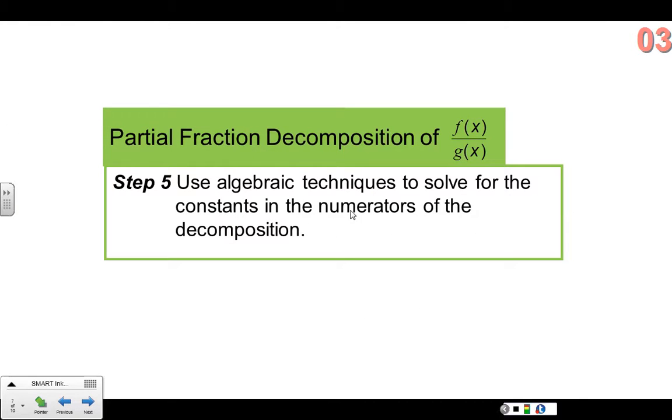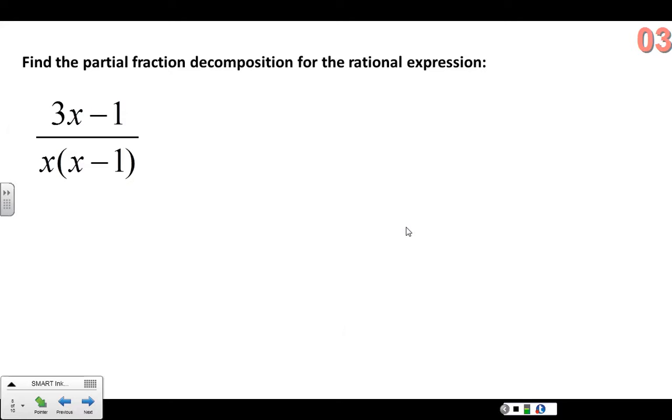Use algebraic techniques to solve for the constants in the numerators of the decomposition. And I'm going to show you how to do that. We're going to start off with a really easy one. The denominator is already even factored for us, so we don't have to really do any hard work on this one. If you were to multiply everything out on the bottom, x squared minus x, your power of x on top is less than that on the bottom, so this is already considered a proper fraction, so no long division is needed.